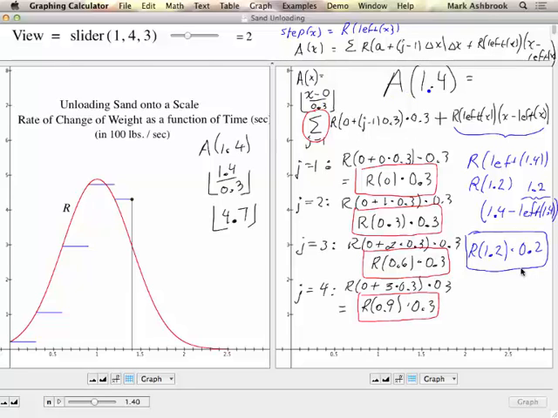And so this a of 1.4 adds up all 5 things. The left term adds up the first 4 whole intervals. The right term then adds on the little k delta x for this partial interval. And when you add all those up, you get A of 1.4, the total weight of sand accumulated at 1.4 seconds.